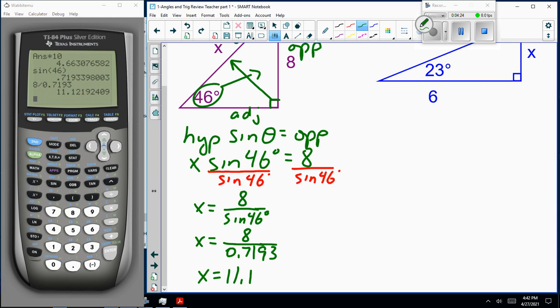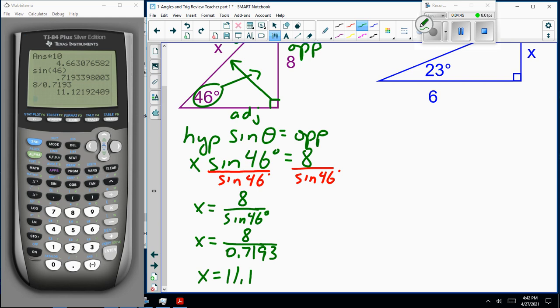Alright? So this is the nasty one. You end up dividing by your sine of the angle instead of just straight multiplying. Yeah, I know. Some people will divide by 46, when it's supposed to be sine of 46, or they forget to turn sine of 46 into 0.7193. Yeah, these are nasty. Alright?